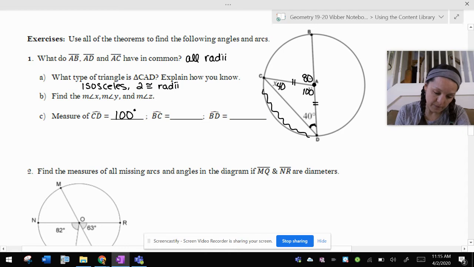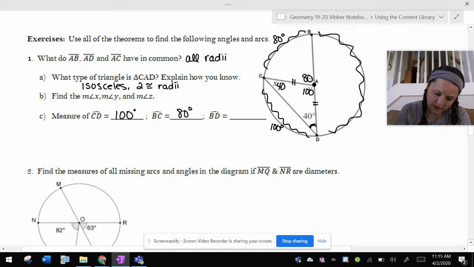So that's 100. Arc BC would be this one over here. Well, that's across from an 80-degree angle, so it would be 80 degrees because 80 degrees is a central angle. And then we want arc BD, which is this last one, and that's across from a diameter, which means that thing is half of a circle, so it's 180.